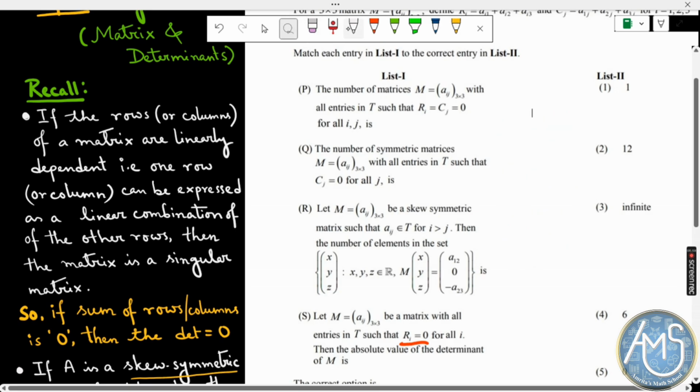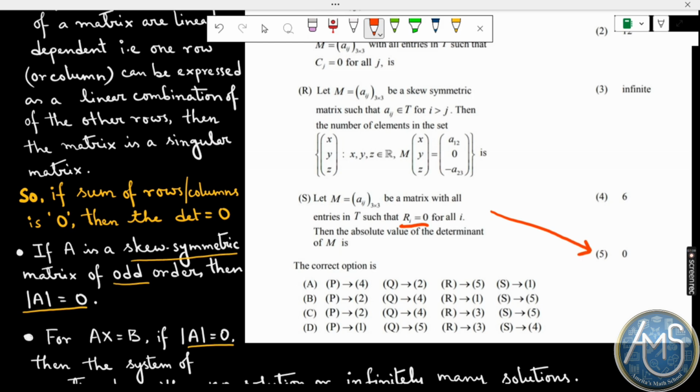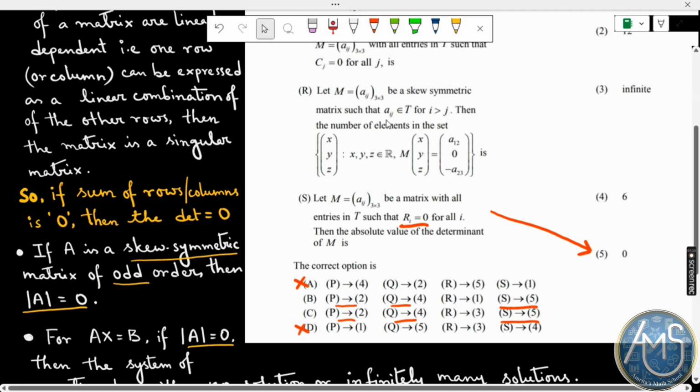So we can easily understand that for S option, it must be 5. That means determinant must be 0. So let's check the options where S is 5, in this and this. That means option A cancel, option D also cancel. So B and C. Now check B and C. P is 2 and Q is 4 for both the options. So we need to check only R option. So let's check R.